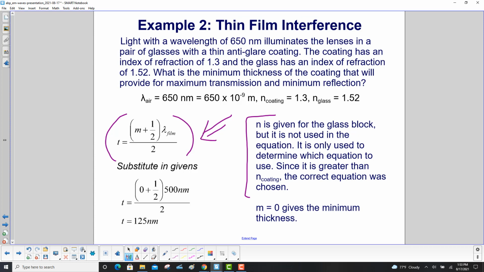So we substitute in the givens, and this time for a minimum thickness, we want the smallest number here. That will be when m is equal to 0. So that gives us the minimum thickness, and we multiply by lambda in the film, not lambda in the air, and we get 125 nanometers.